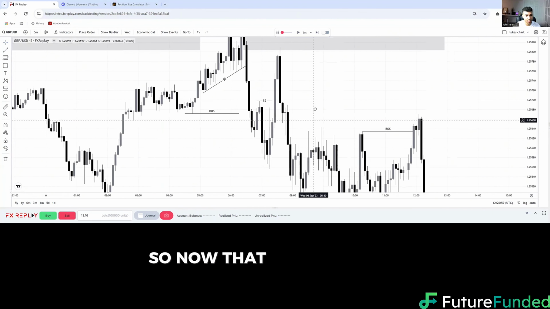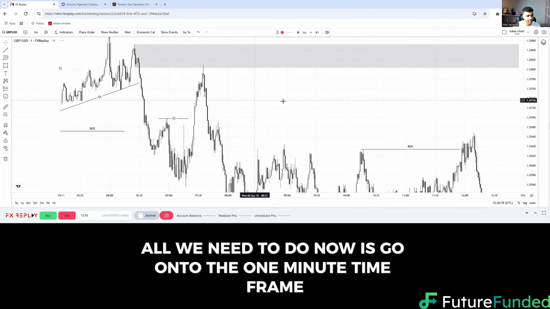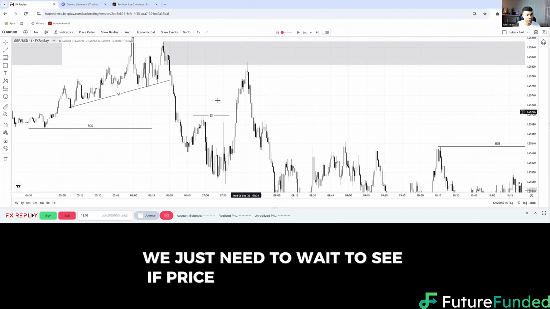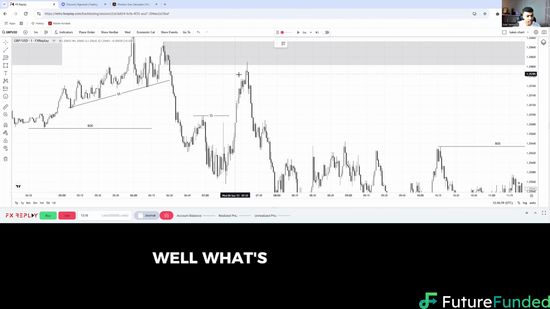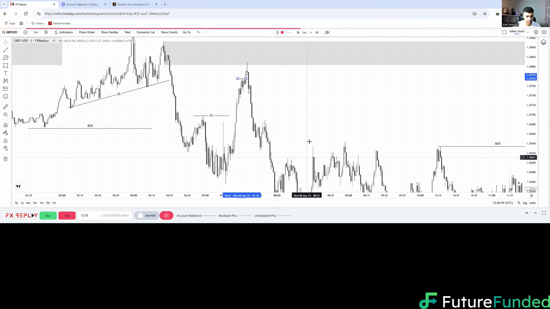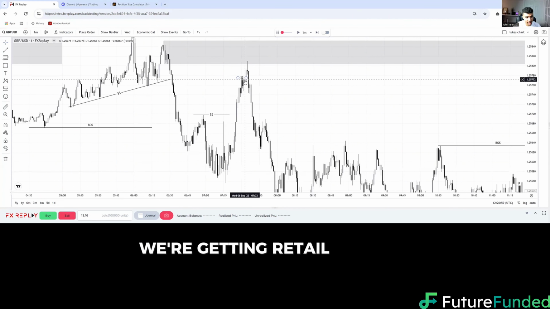So now that we've got all that, all we need to do now is go on to the 1-minute time frame and simply just wait. We just need to wait to see if price is going to come back to that 5-minute point. Well, what's it done right here? It's just created even more liquidity, which makes this level even more powerful because now we're getting retail traders starting to come into the market right here.